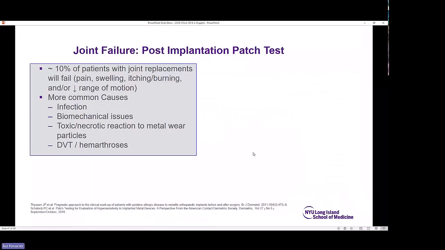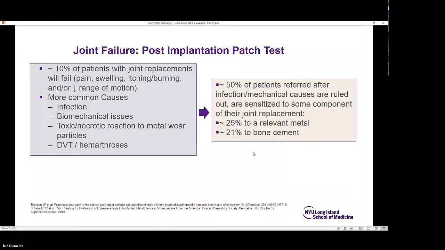Note that 10% of joint replacements will fail. And as I said, these have to be ruled out: infection, biomechanical issues, toxic effects, and DVT. And of the patients referred after all of these have been ruled out, 50% have a positive patch test to some component of the joint replacement. About a quarter to a metal and about 21% to bone cement.